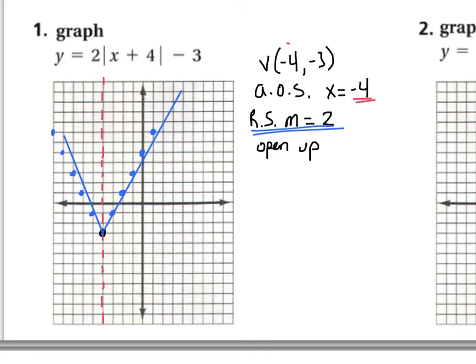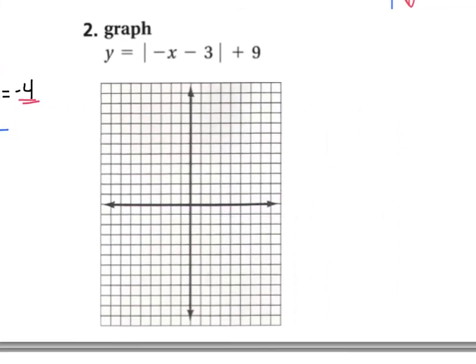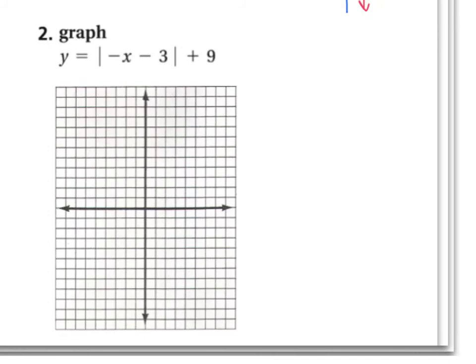Okay, so let's take a look at our next example here. Notice this next example has a negative x inside the absolute value. The way we want to take care of this is using a rule from algebra that may not have been really forced on you. You may not have seen this a lot or practiced this a lot, but it is a rule of algebra.